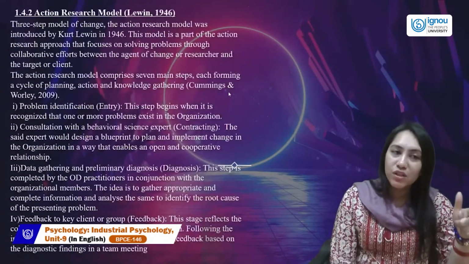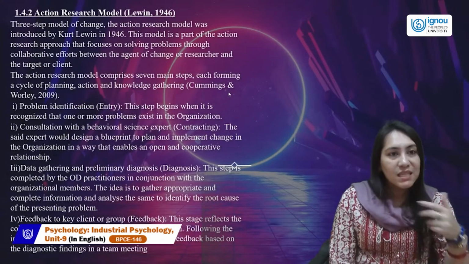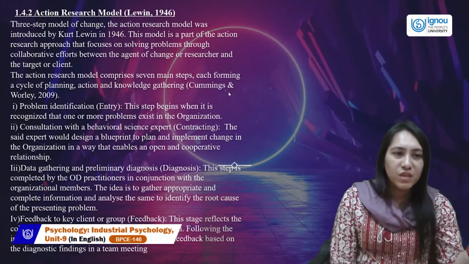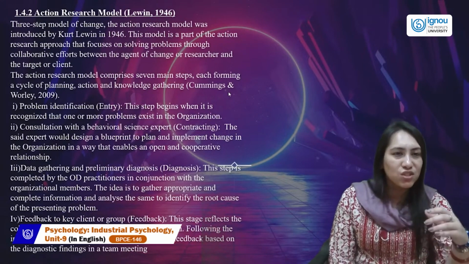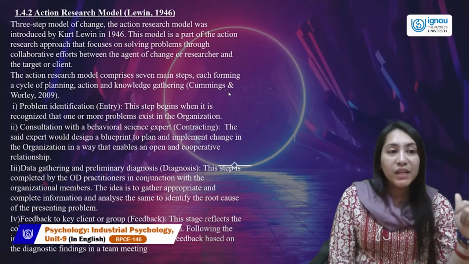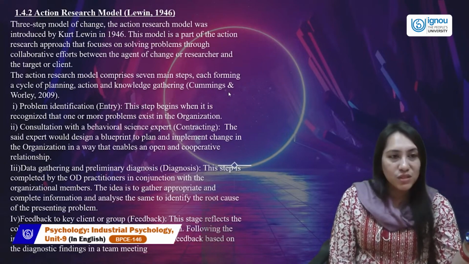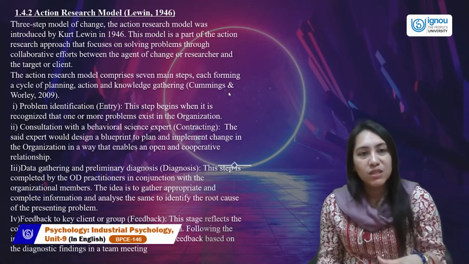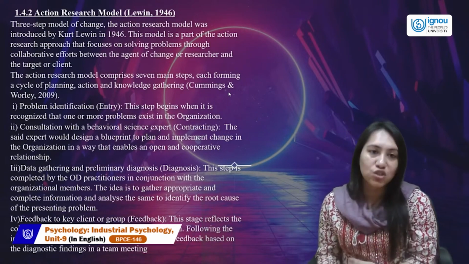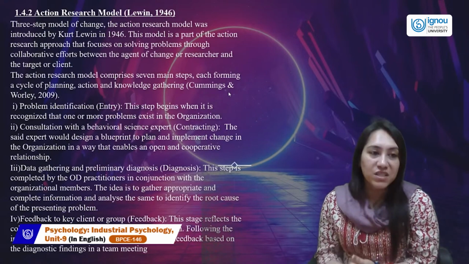Now, another model was the action research model by Lewin again in 1946. He again stated a three-stage model. After the three-stage model, he stated another action research model, which comprised 7 steps, which was supported by Cummings and Worley in 2009. So the approach here was the agent of change and the target and the client. So who's the change, who's making the change, and where is the change happening?